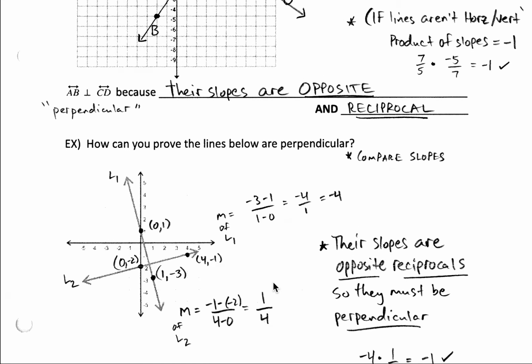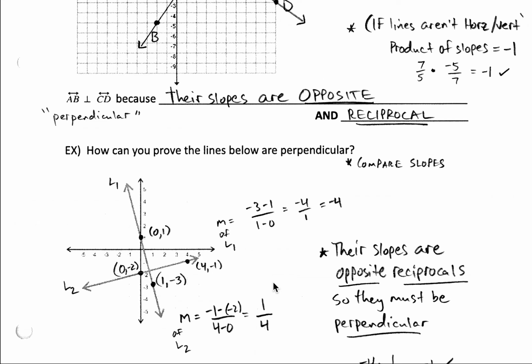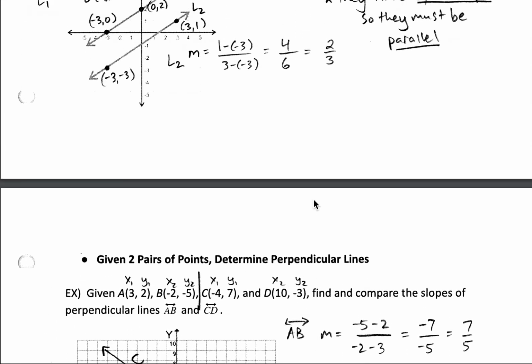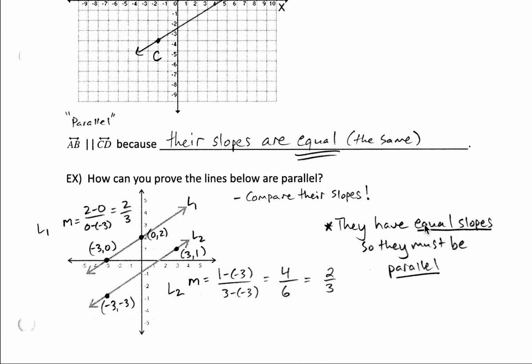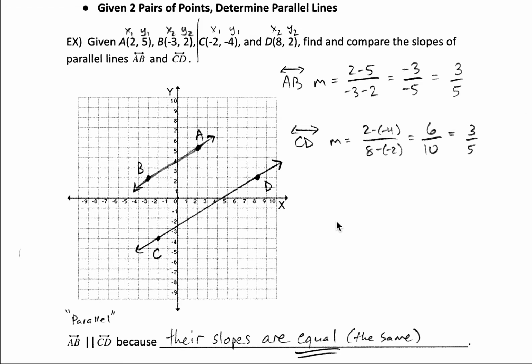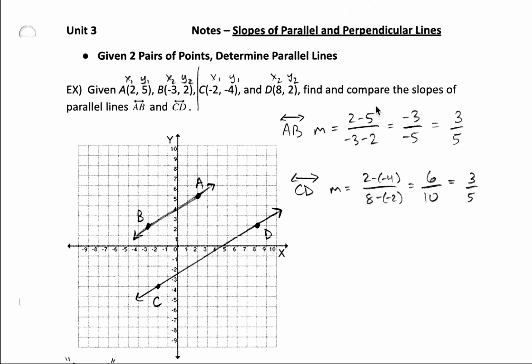All right, so there's how we determine and prove that two lines are perpendicular or parallel by comparing their slopes. Perpendicular lines have opposite reciprocal slopes. Parallel lines will have equal slopes. Good luck practicing that slope formula and determining whether lines are parallel or perpendicular.